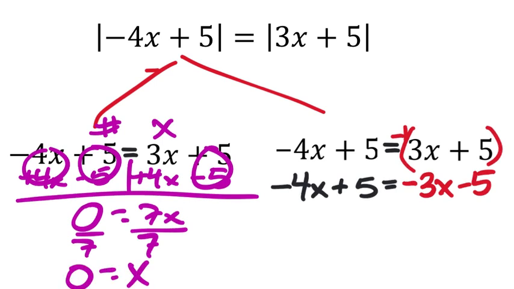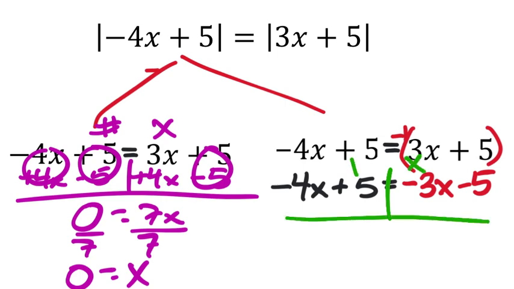So x being 0, looks like that would give us a true statement. You could check. 0 plus 5 is 0. 0 plus 5 is 0. 0, absolute value is 0, 0. So that's good.